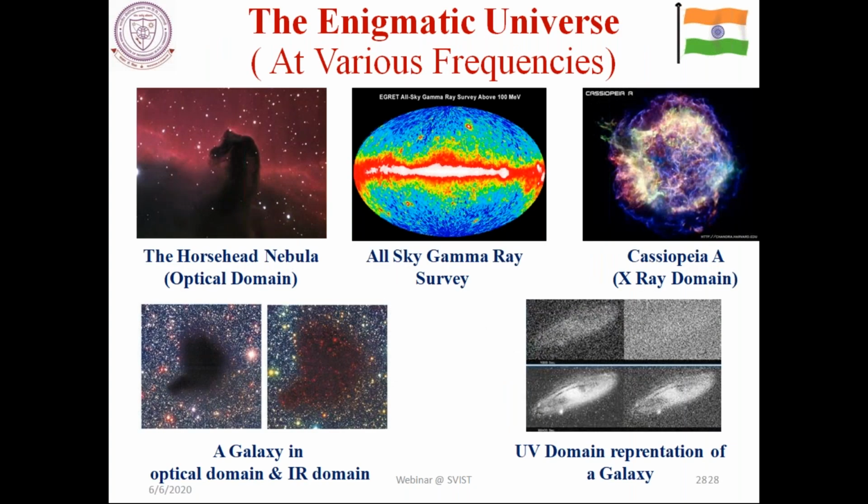So what I am showing here is the universe at different frequency ranges, the particular realization of our universe at different frequencies. You can see some objects, like a nebula measured in the optical domain, then this gamma ray survey of our sky, then Cassiopeia A, studied in the X-ray domain, then a galaxy studied in optical as well as infrared domain, and the UV representation of another galaxy. So everything has been used here. You can see there is no correlation, and you can make beautiful images of all these objects.